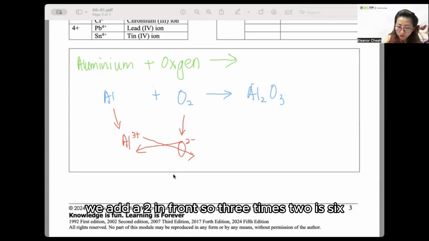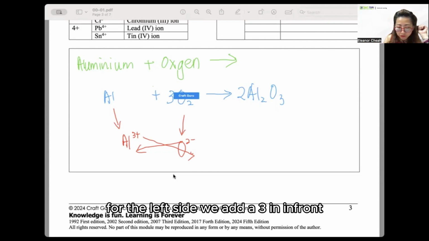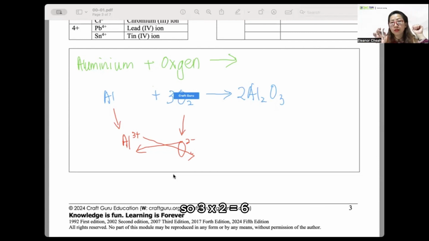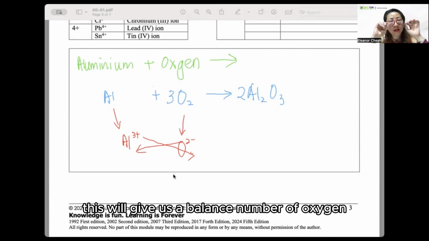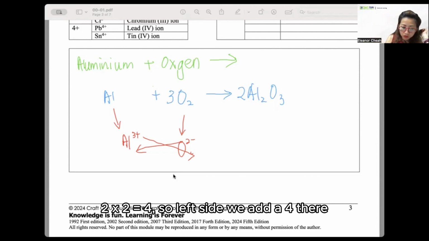So how to make the right side oxygen become 6? We add a 2 in front. So 3 times 2 is 6. For the left side, we add a 3 in front. So 3 times 2 is 6. This will give us a balanced number of oxygen on both left and right side. Finally, we balance the aluminium. 2 times 2 is 4. So on the left side, we add a 4 there.